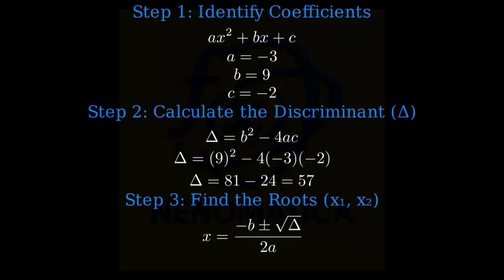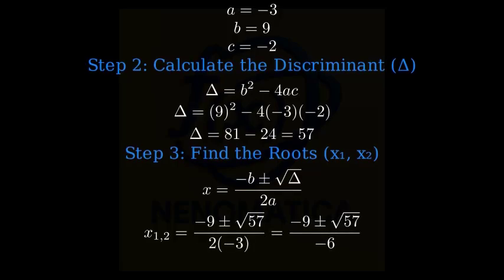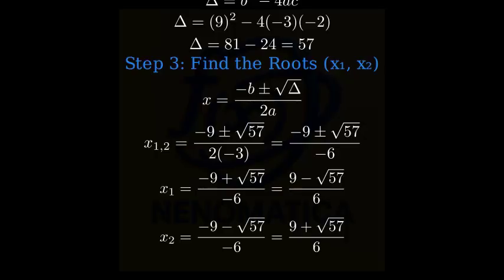x equals negative b plus or minus the square root of delta, all over 2a. Plugging in, x1,2 equals fraction negative 9 plus or minus the square root of 57 over 2 times negative 3, which is fraction negative 9 plus or minus the square root of 57 over negative 6. Now separate into two roots and simplify signs carefully. x sub 1 equals fraction negative 9 plus square root of 57 over negative 6 equals fraction 9 minus square root of 57 over 6. x sub 2 equals fraction negative 9 minus square root of 57 over negative 6 equals fraction 9 plus square root of 57 over 6.